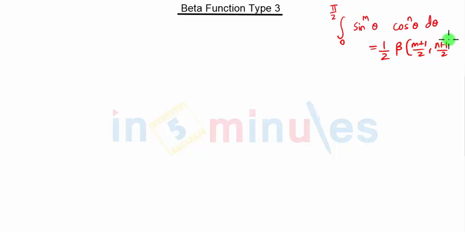In this video we are going to see the next problem on beta function type 3. In type 3 the beta function is given by integration of 0 to pi by 2 sine theta the whole raised to m into cos theta the whole raised to n into d theta is equal to half of beta m plus 1 upon 2 comma n plus 1 upon 2. So we have to write our given equation in this form so that we can apply the formula of beta.